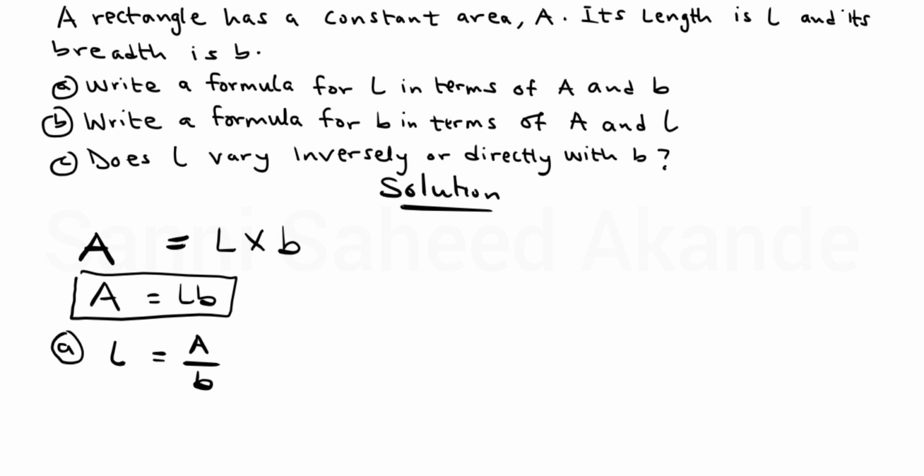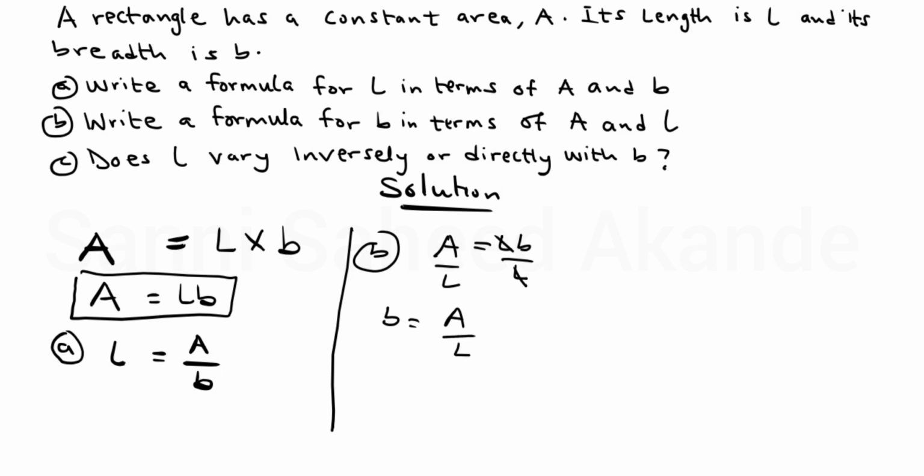Now the second question, B, says we should write a formula for B in terms of A and L. We'll still use this formula of area of a rectangle. But now we are going to write this formula for B in terms of A and L. That is, we are making B the subject of the formula. Alright, when you do that, let me write it here. A is equal to LB, dividing both sides by L. So we now have B equal to A divided by L. Alright, so we have written this area of a rectangle formula for B in terms of A and L.